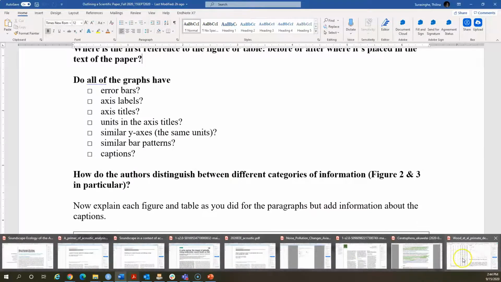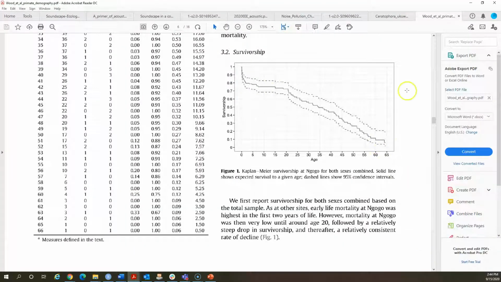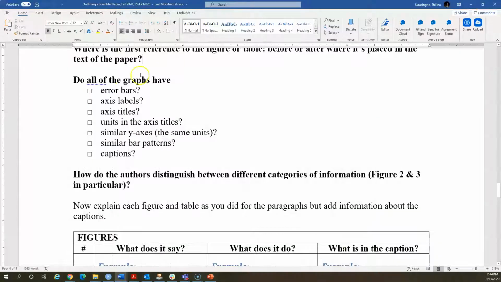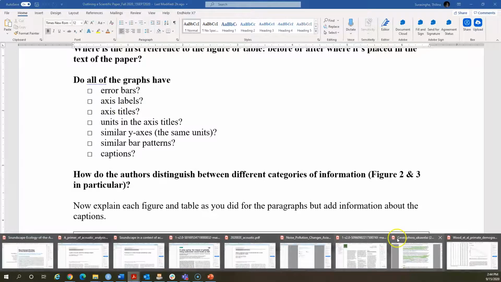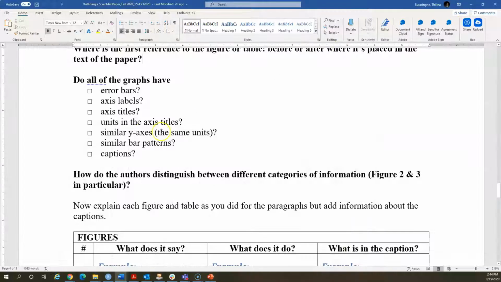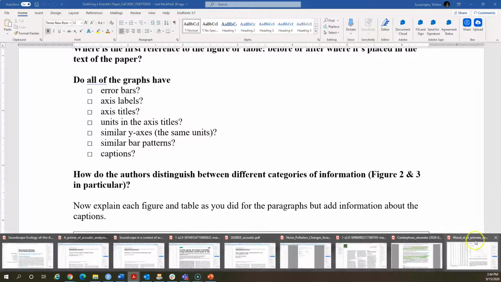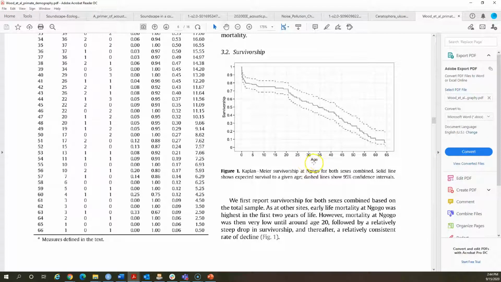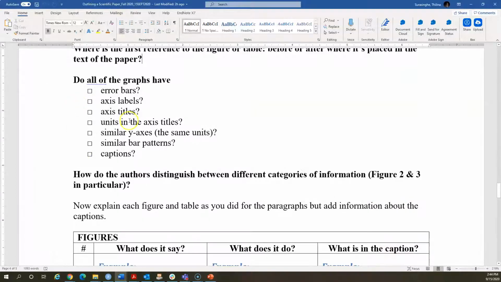You know what error bars are, right? Now, for example, if you navigate over here, this graph does not have an error bar. Well, does it have labeled axes? Absolutely it did, right? Look at that, age, survivorship. It does have axis titles and axis labels. Actually, let me go back over here. This age is an axis title. Survivorship is an axis title. This 1 through 0, 1 through 65, those are axis labels. So the answer is yes to both of those.